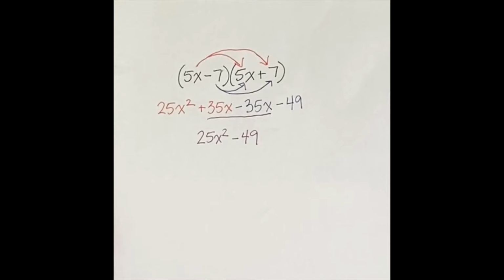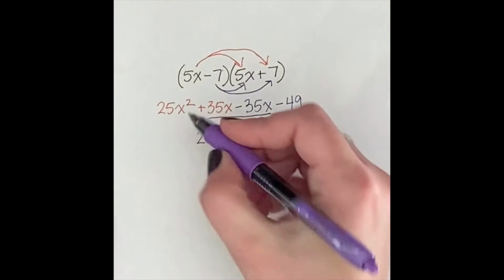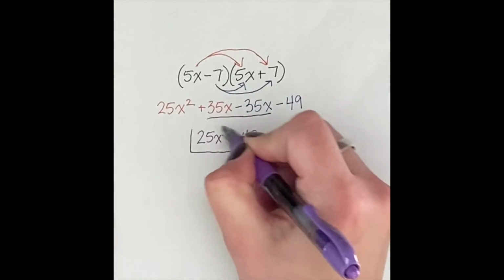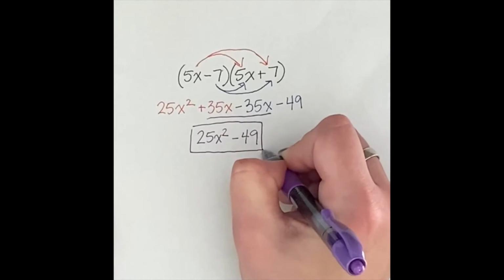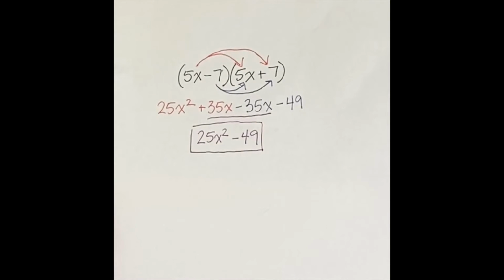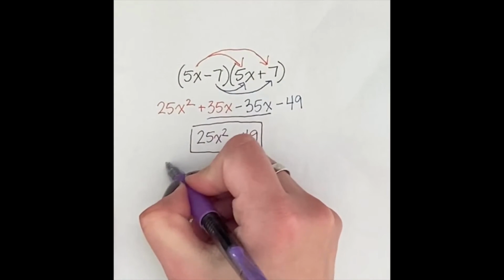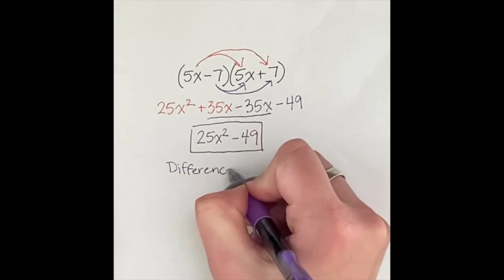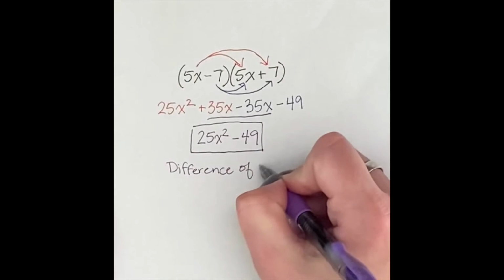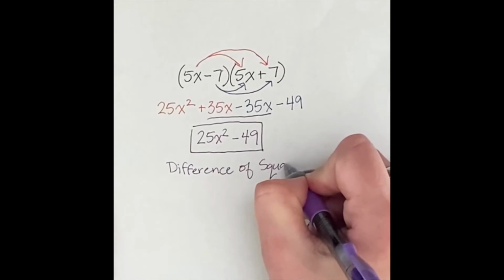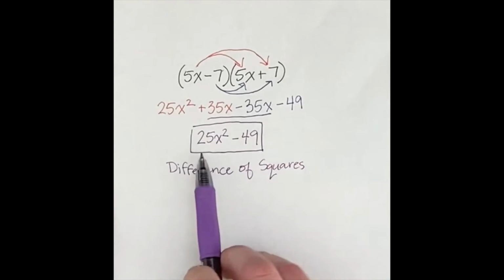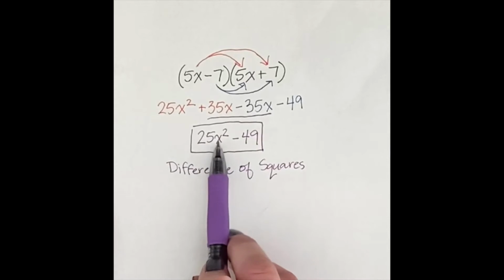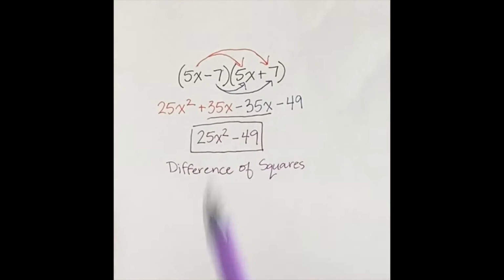Do I have any other like terms? No, I don't. So this is my final answer. There's a special name for this type of answer. This answer is called a difference of squares. And it's a difference because it's subtraction, and squares because we know the square root of 25x squared is 5x, and we know the square root of 49 is 7.